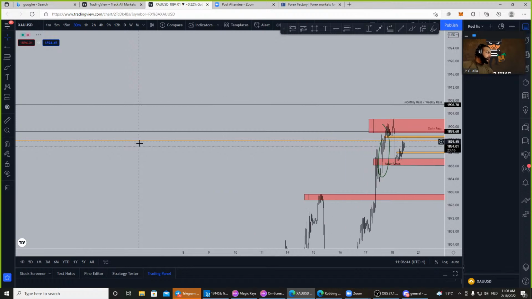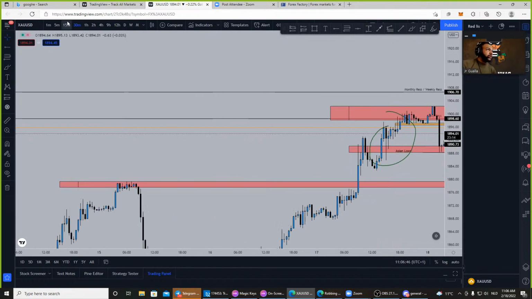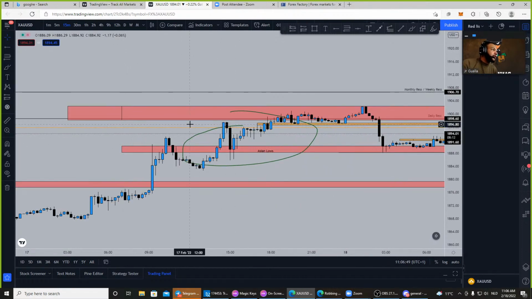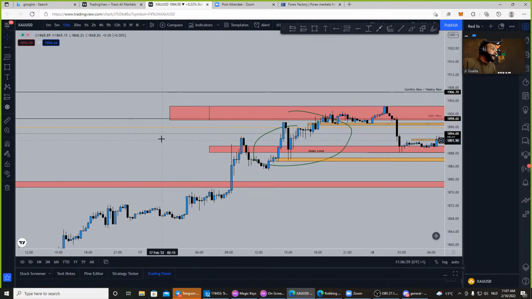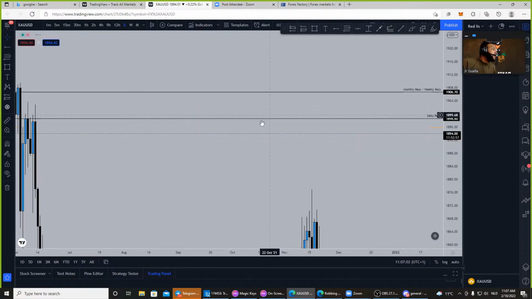I also knew it was short term, because I had my levels marked off here on the 15-minute, and it was right here exactly. Because I took TP right here. Okay, so perfect. Daily, look at the daily.